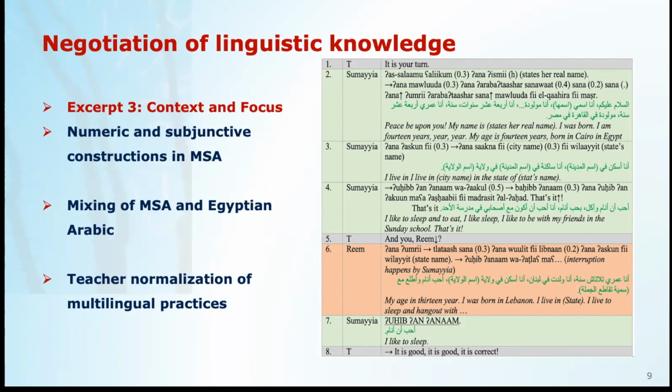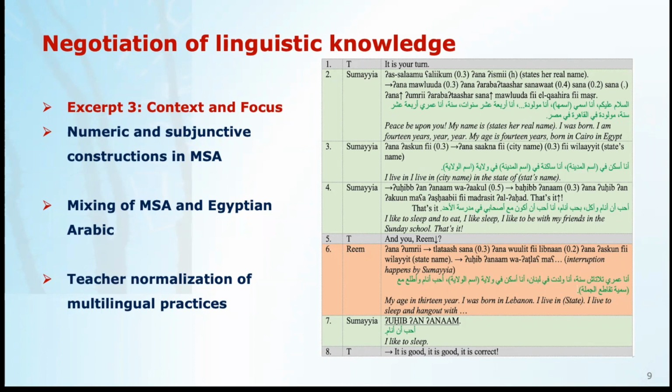And then the teacher said to Reem, and you, Reem, the teacher noticed here that the student is using both of them, but wanted to make sure that the students are aware of the correct form of the subjunctive in standard from the dialect. And then Reem said, أنا عمري 13 سنة, again in the dialect. أنا ولدت في لبنان. أنا أسكن في ولاية, and then she states the name where she lives. أحب أنام وأطلع مع. She uses أطلع, which means to go out, أذهب. And then she already got an interruption from Sumaya. Sumaya understands that there is a difference between أحب أن أنام and أحب أنام in the dialect and the standard. And then Sumaya provided the standard Arabic subjunctive, which is أحب أن أنام, المضارع المنصوب in standard Arabic.